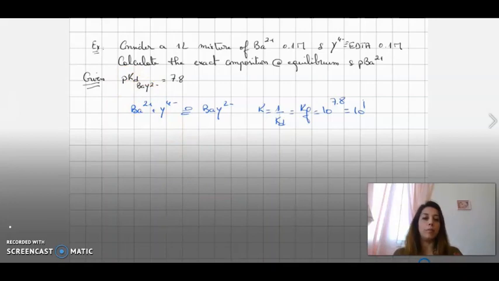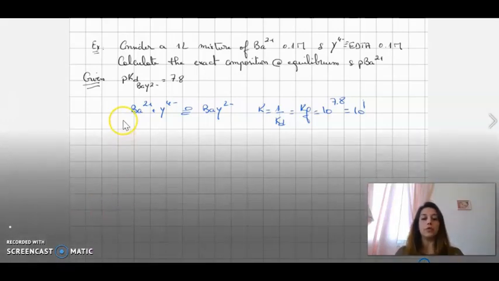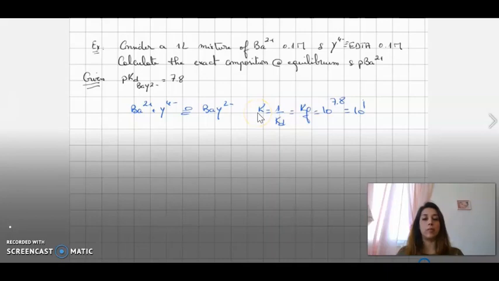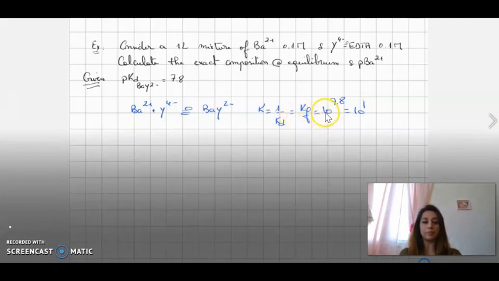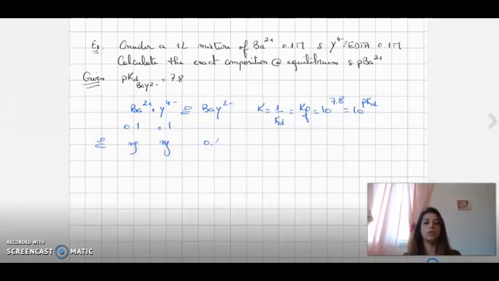As we have in the medium metal and ligand, the kind of the reaction is formation of a complex. So Ba2+ plus Y4- will give us the complex BaY2-, as 2 plus 4 minus, the charge of the complex is BaY2-. K of the reaction, as we are talking about formation of the complex, is equal to 1 over Kd, or equal to Kf, so 10 power 7.8. So at the beginning, Ba2+ is 0.1 and Y4- concentration is 0.1. At equilibrium, both will be negligible, and we will have formation of BaY2- at 0.1 molar.